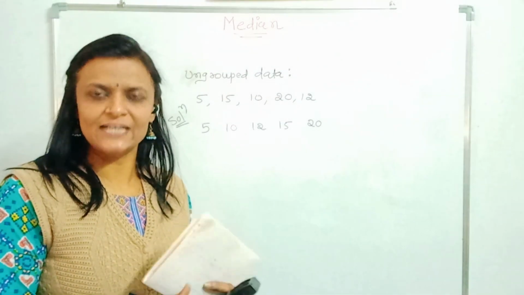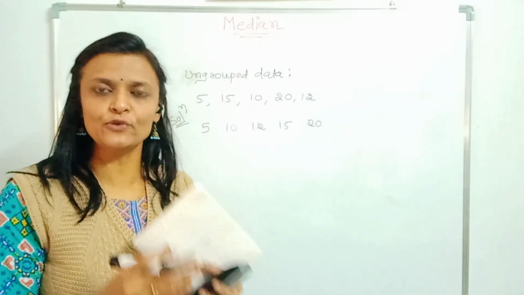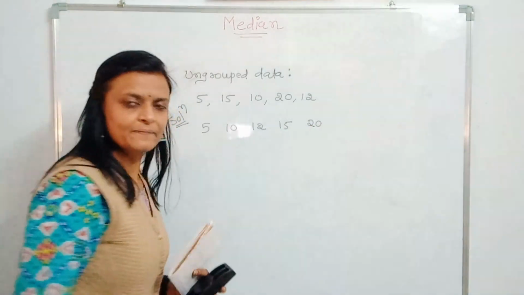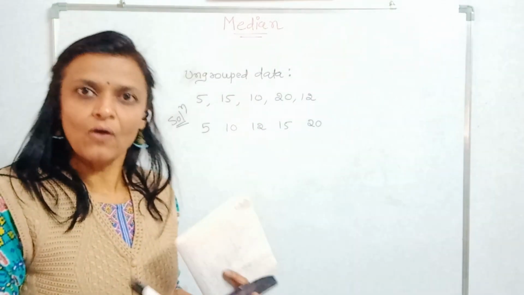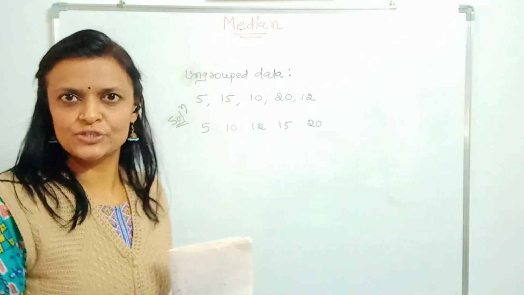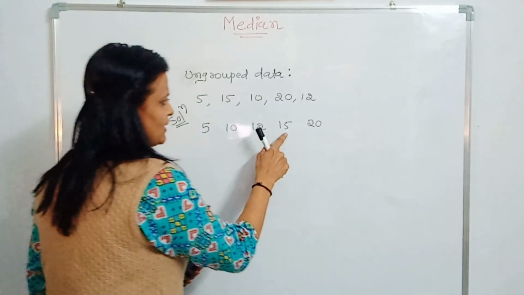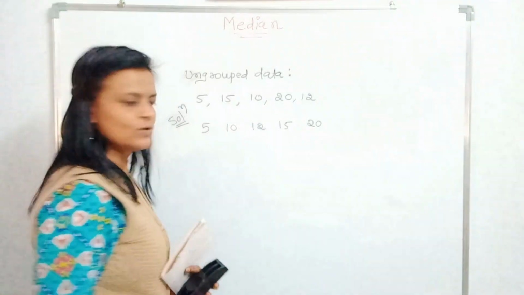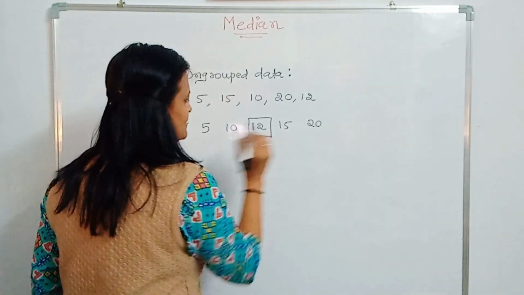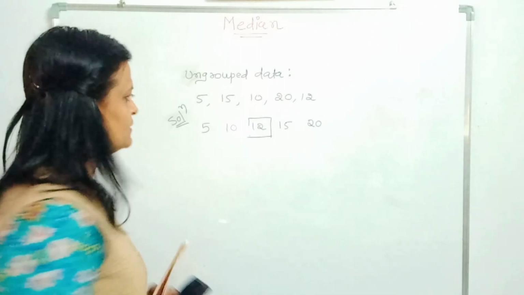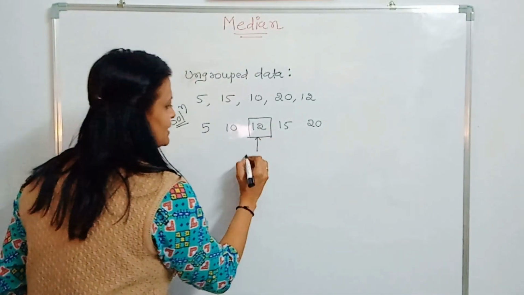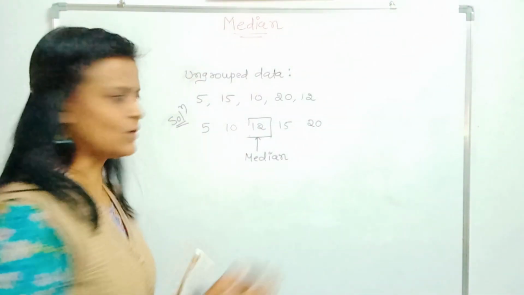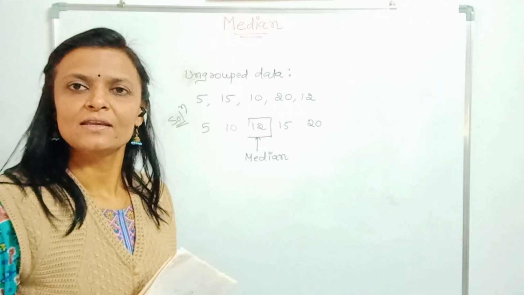Now, after arranging the data in ascending or descending order, you need to find out the middle position. Now, when my data are in odd numbers, it is very easy to find out the middle position. Here my data are in group of 5. 1, 2, 3, 4 and 5. So we can say that third is my middle position. So my 12 is the median of the data. This is very simple because number of data is odd.